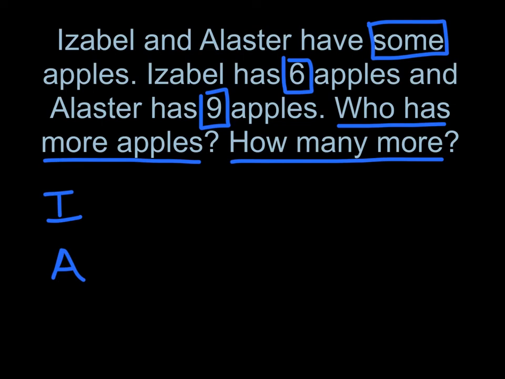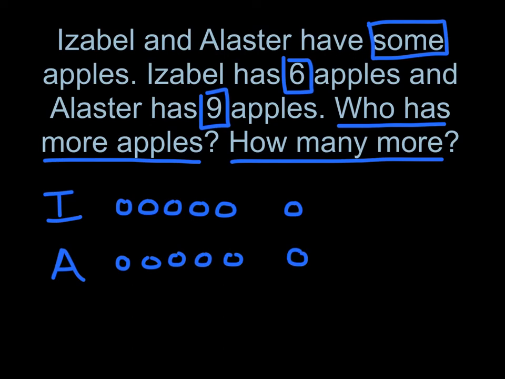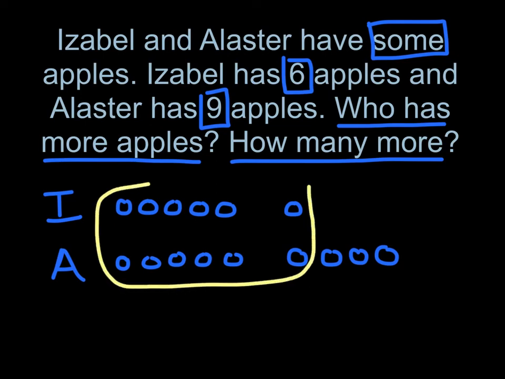Isabel has 6 apples. 1, 2, 3, 4, 5, 6. Alistair has 9 apples. 1, 2, 3, 4, 5, 6, 7, 8, 9. Notice how I make sure that I am careful and I line up the circles neatly. This helps me with my matching drawing.